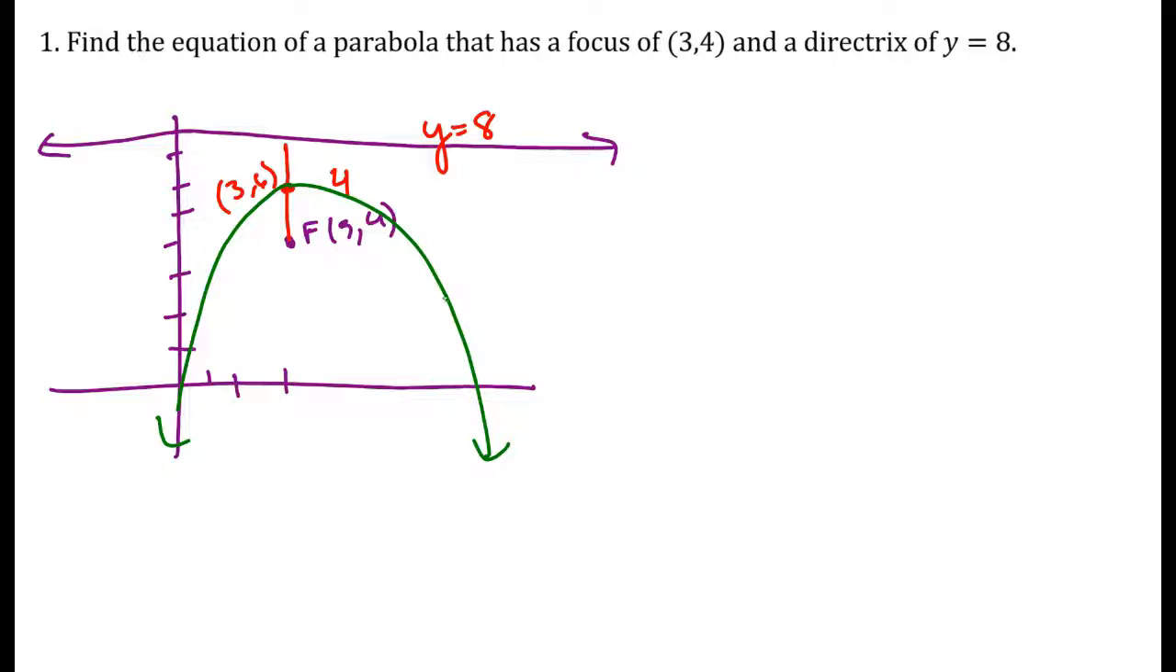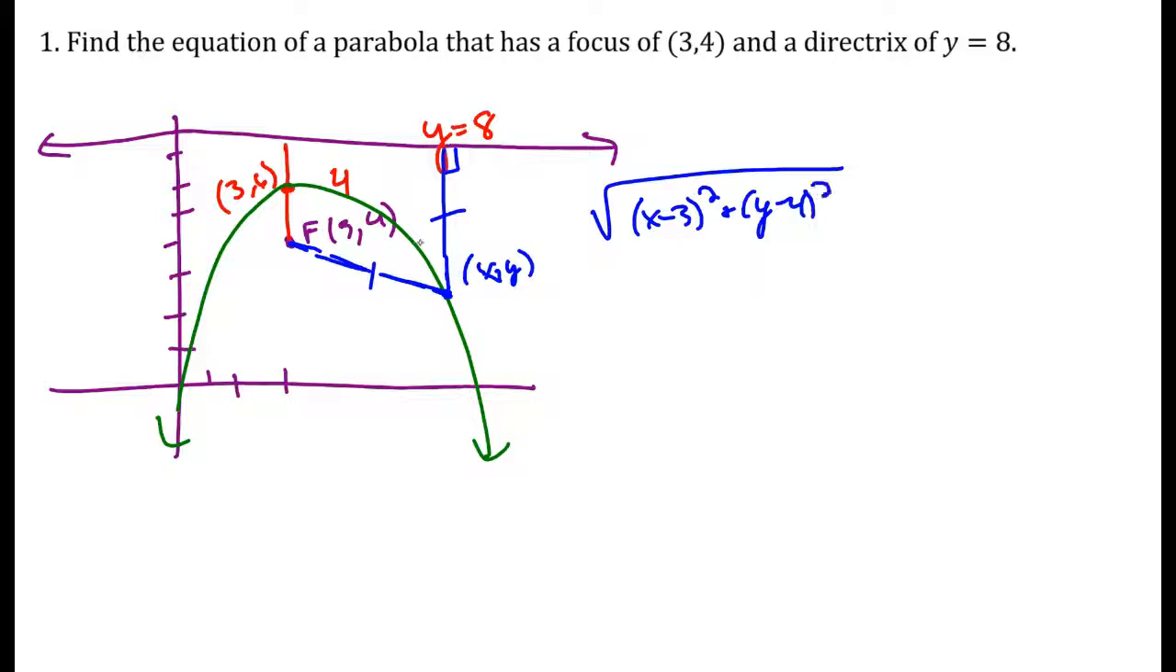It's concave down, and I'm going to pick my favorite point over here, (x, y). And we know by the definition that the distance from the focus to the parabola is the same as the distance from the parabola to the directrix. Those two distances are the same. So we set up the distance formula. We say the square root of (x minus 3) squared plus (y minus 4) squared, that's the distance from the focus to the parabola, is the same as the distance from the parabola to the directrix.